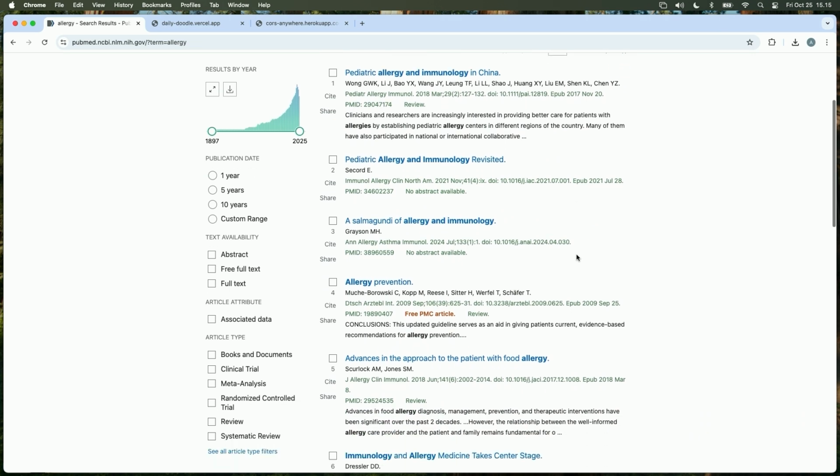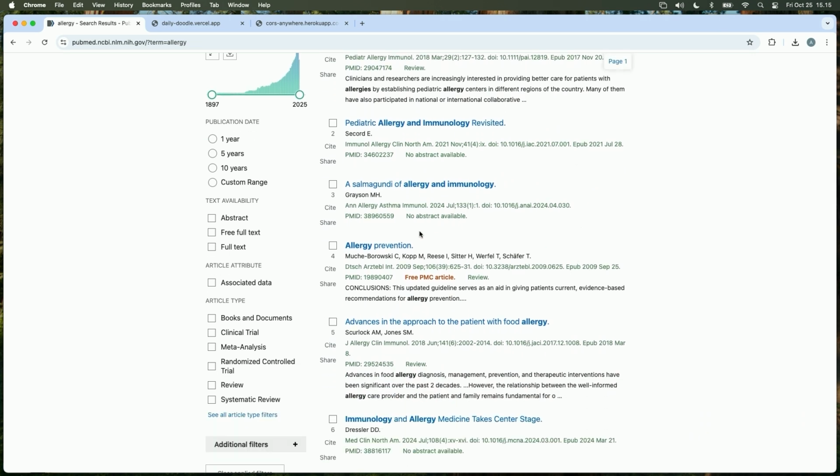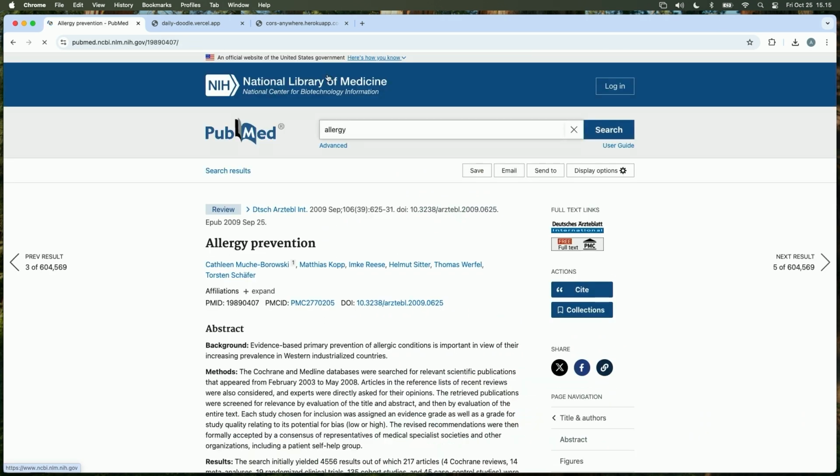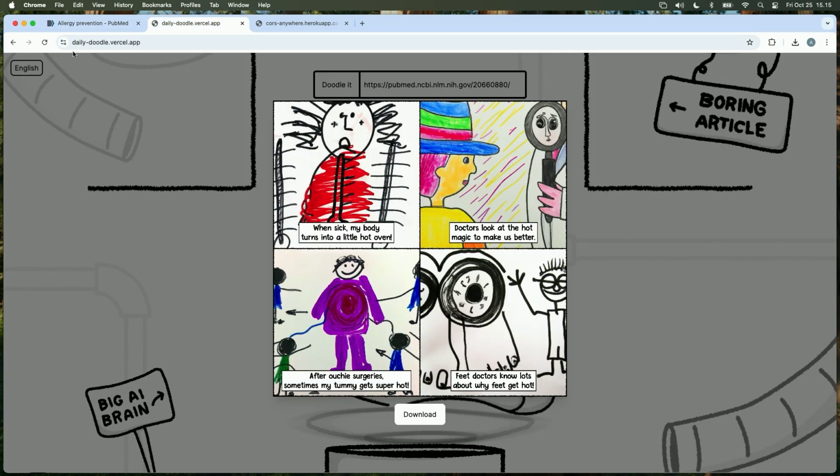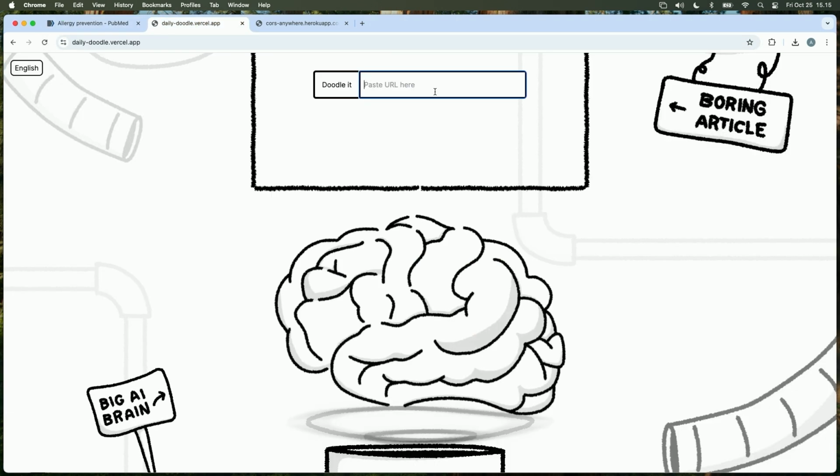Which one? The prevention. Okay, allergy prevention. Let's try.